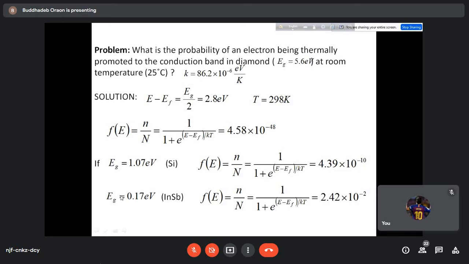Next, we are taking another example, an artificial semiconductor whose Eg value is 0.17 electron volt. If we put this 0.17 electron volt for the same temperature, we are not changing the temperature, we get a value around 2.42 into 10 to the power minus 2, which is again much larger, around 10 to the power 8 times larger than silicon.